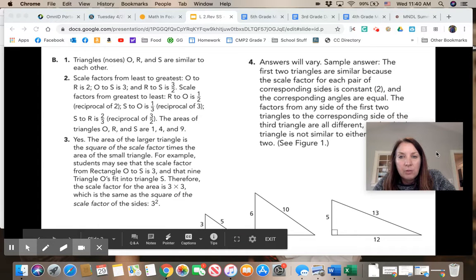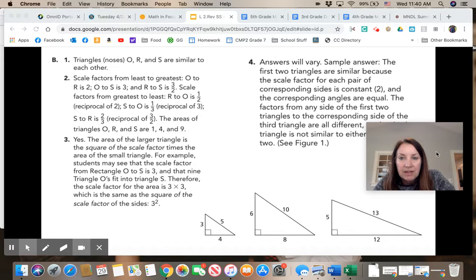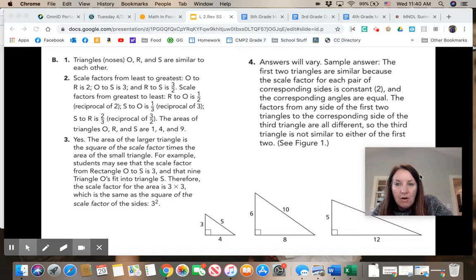A sample answer would be the first 2 triangles are similar because the scale factor for each pair of corresponding sides is constant and the corresponding angles are equal. The factor from any side of the first 2 triangles to the corresponding side of the third are all different, so the third triangle is not similar. And here's an example down below.